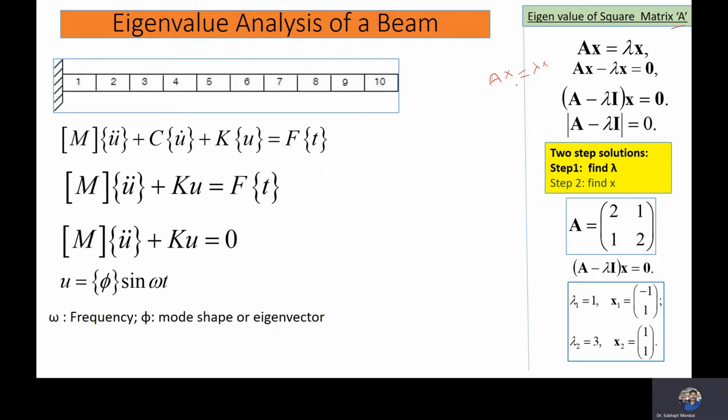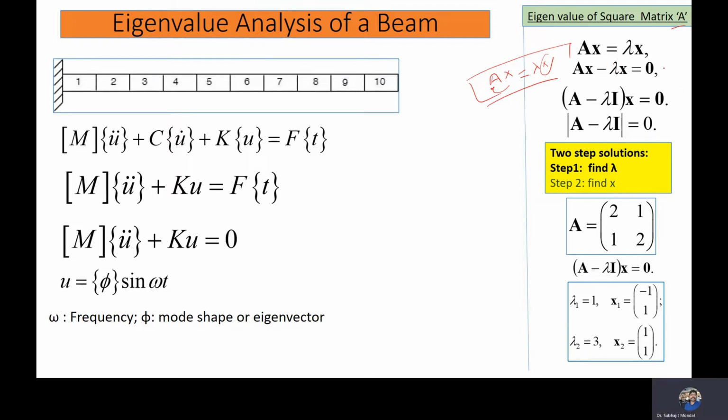An eigenvector is a special vector: when it operates on a square matrix, it gives the same vector with some constant value.